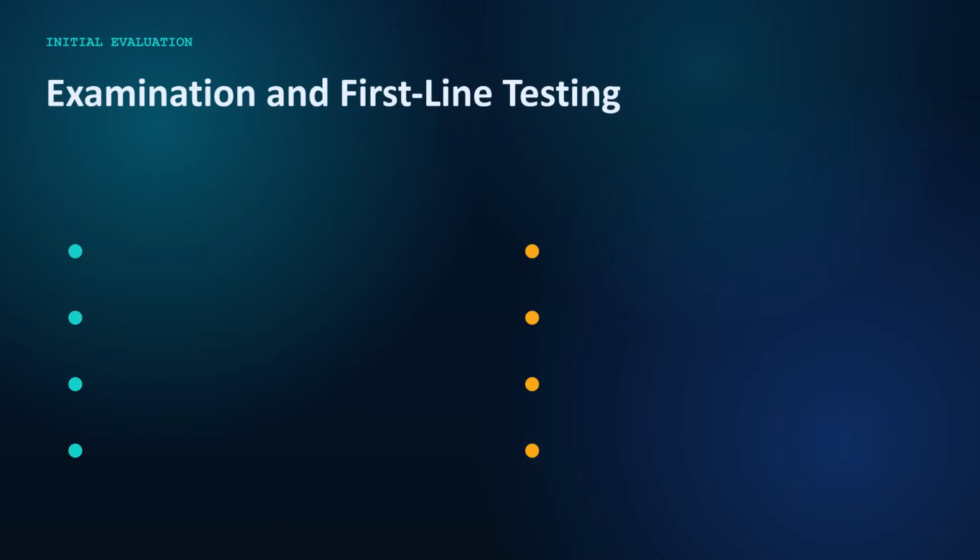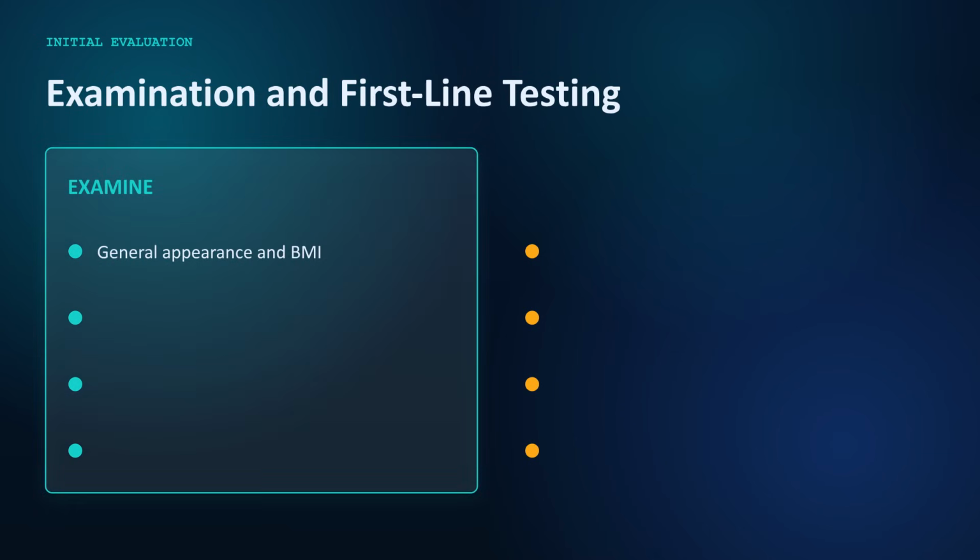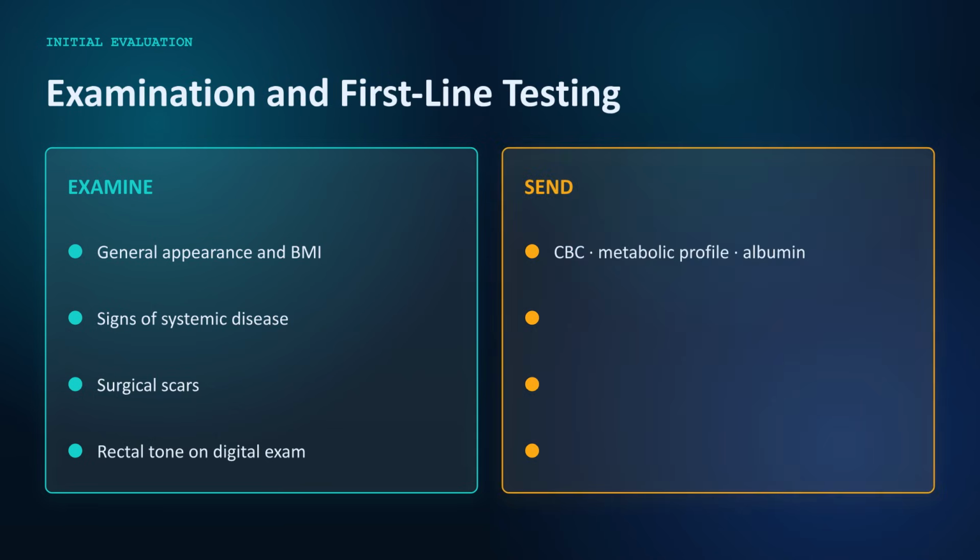The physical examination is focused: general appearance and body mass index, signs of systemic disease, surgical scars, and rectal tone on digital examination. The first laboratory panel is the same for everyone: a complete blood count, a metabolic profile, albumin, thyroid-stimulating hormone, iron studies, and fecal calprotectin. After that, the testing becomes category-specific.